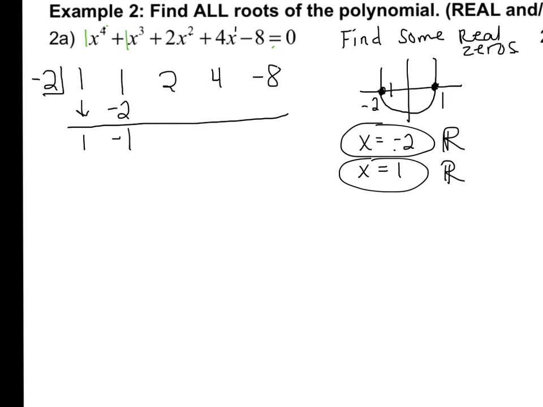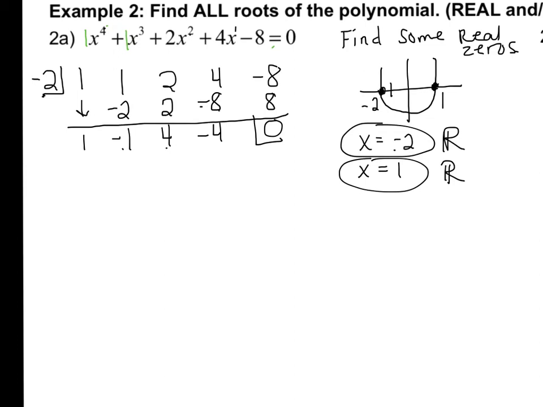1 minus 2 is -1. -2 times -1 is +2, and 2 plus 2 is 4. -2 times 4 is -8, and 4 minus 8 is -4. Last, -2 times -4 is +8, and -8 plus 8 is 0. So of course we got 0 for our remainder because we knew that -2 is a root.